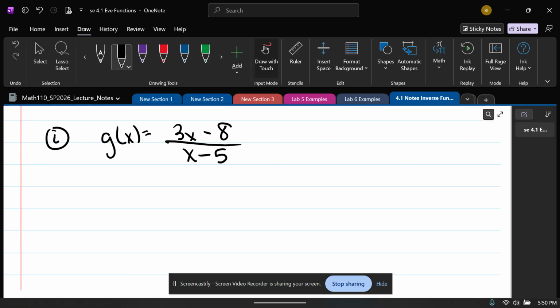Okay. Now, first step. What do we do? Swap the x's and y's. So instead of g of x, that's going to be x. Instead of 3x, that's going to be 3y. And then instead of x on the bottom, that's just going to be y minus 5.